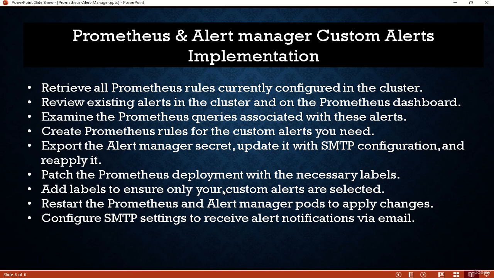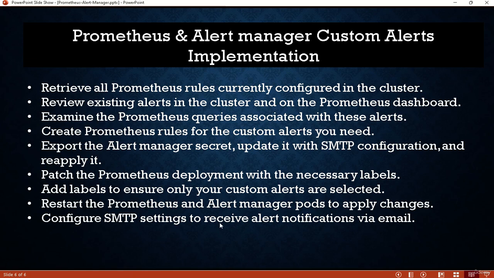Let's suppose my team is Robin. So I have to add the label team Robin to the Prometheus deployment, so that it picks up only Robin-related alerts, and it will throw only alerts associated with Robin. We have to add labels on the custom alerts also, and we have to restart the Prometheus pod and Alertmanager to take the changes.